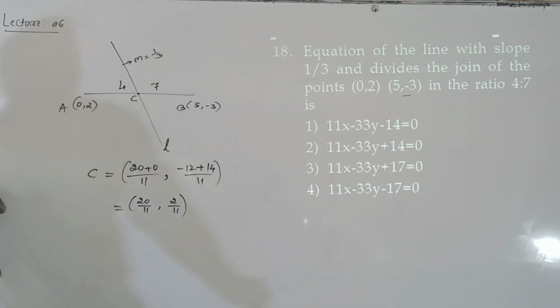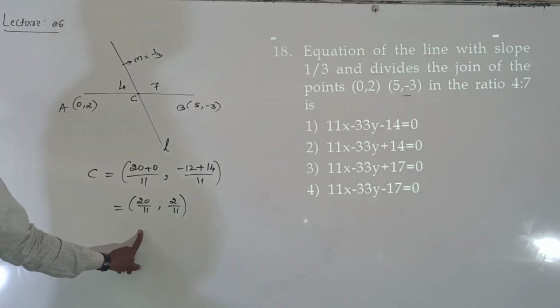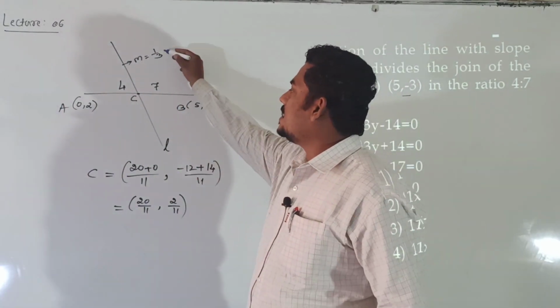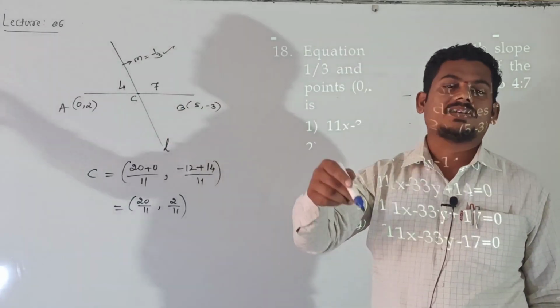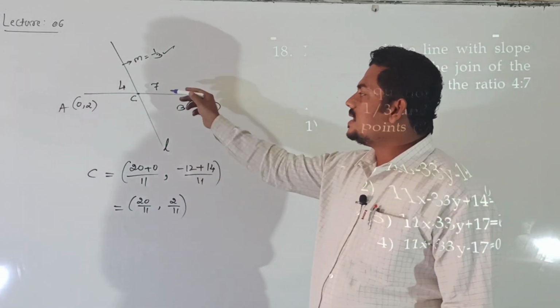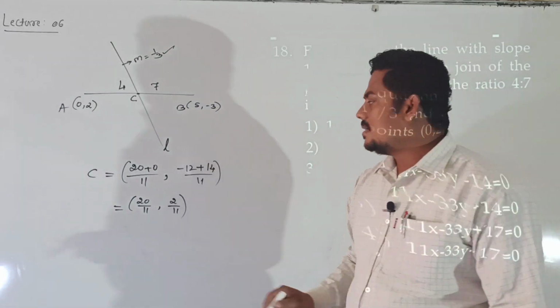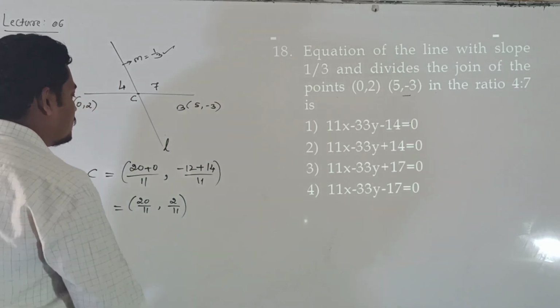Point and slope formula you can use, right? After getting the coordinates of C, use the slope point formula. Already they have given the slope. By using the section formula, find the coordinates of C. Clearly C lies on line AB as well as line L. After getting the point, use the slope point formula.